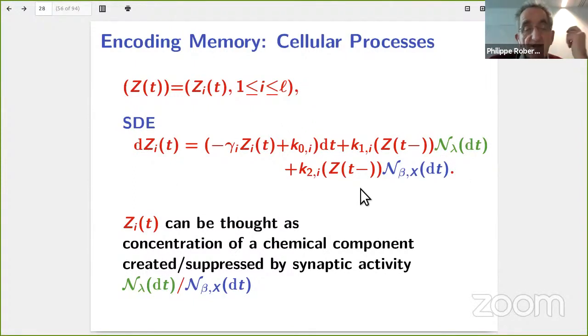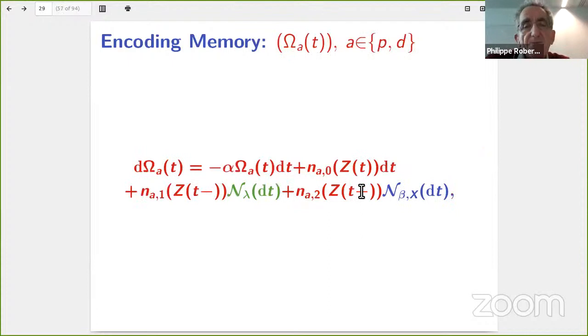Okay, so the z_i(t) can be thought of as a concentration of some chemical component created by the pre- and postsynaptic spikes with some convenient coefficient. And our variables omega_p and omega_d can be represented in this way as a functional of this vector of the concentration of chemical components at some presynaptic spike, that's postsynaptic spike, and with some deterministic term. Okay, so this is the time evolution of our memory, in fact.